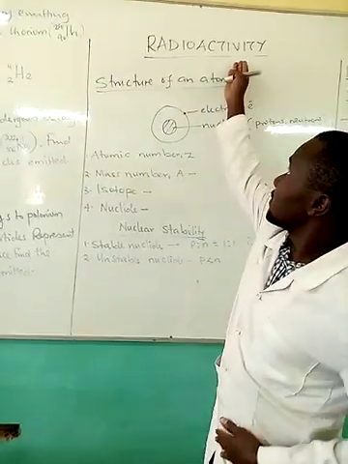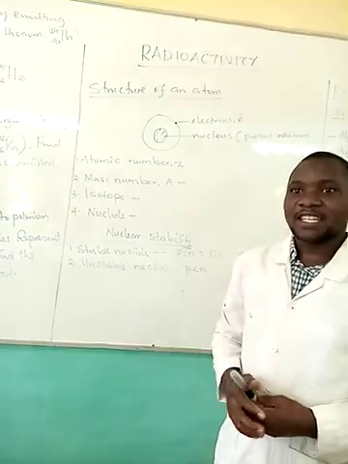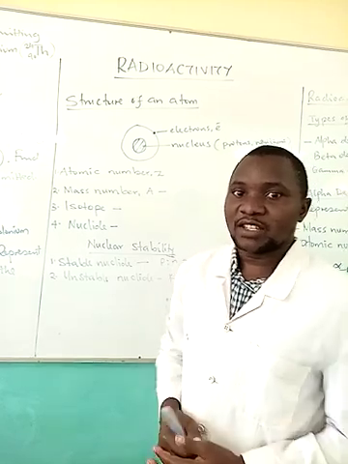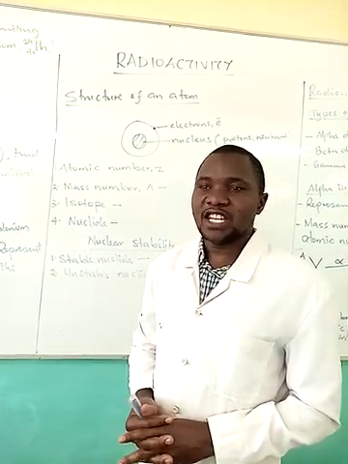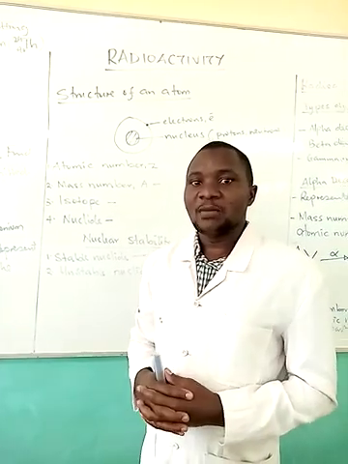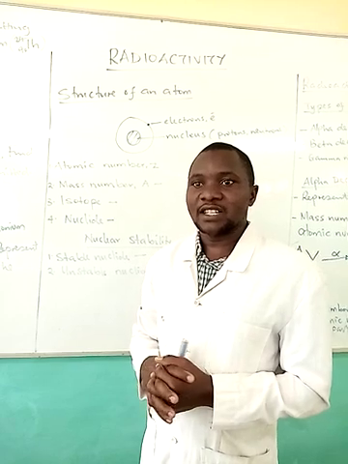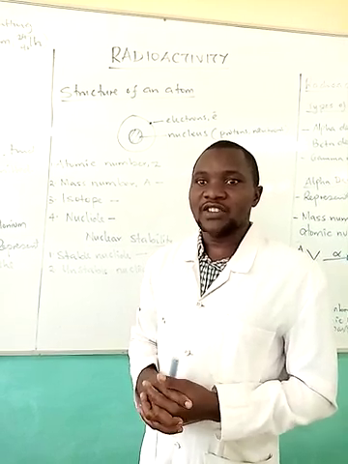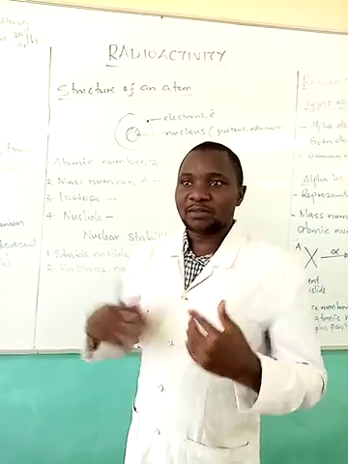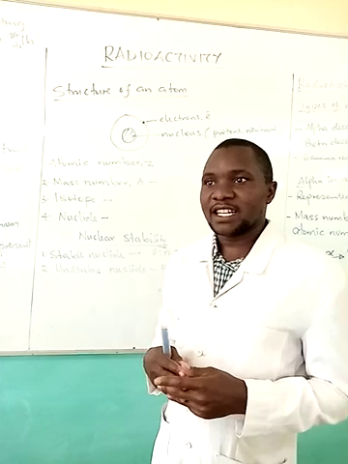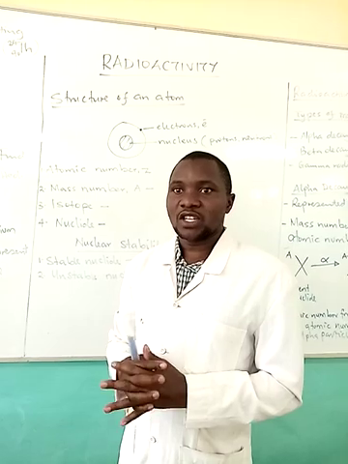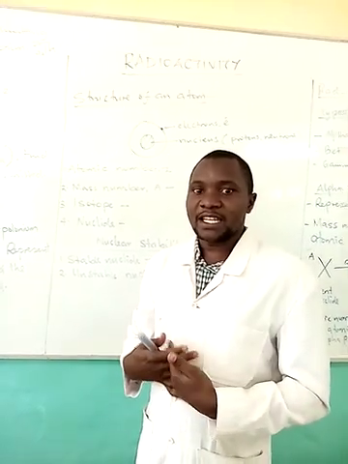So radioactivity in itself, you define it as the spontaneous disintegration of the nucleus of an unstable atom to emit radiations. Meaning that there are atoms whose nucleus normally disintegrates into other particles, and in the process they emit radiations or particles. So that process is called radioactivity. It is a spontaneous process, meaning it is something that takes place on its own. It occurs naturally without external factors coming in.